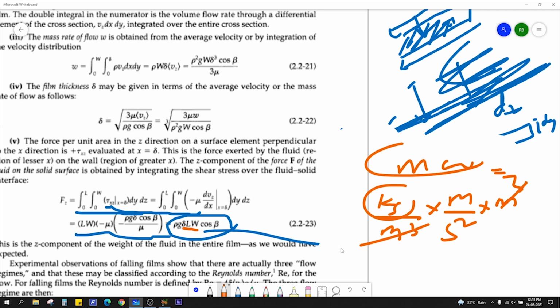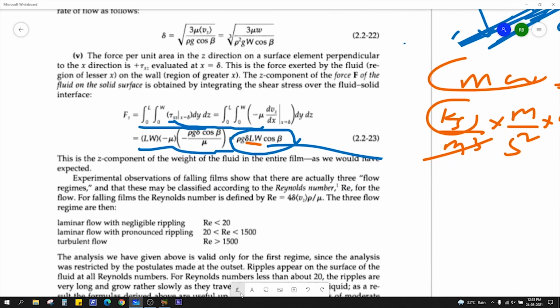So we found out this is the z component of the weight of the fluid in the entire film. This is also the weight of the entire fluid film.